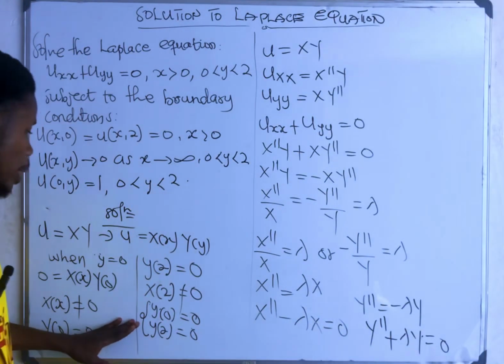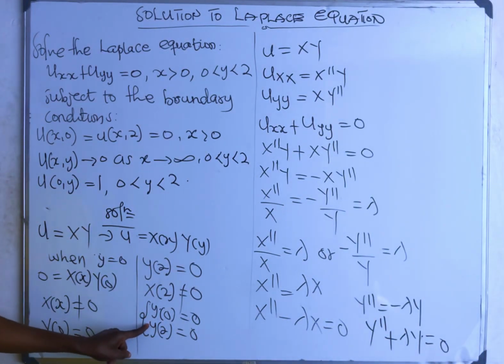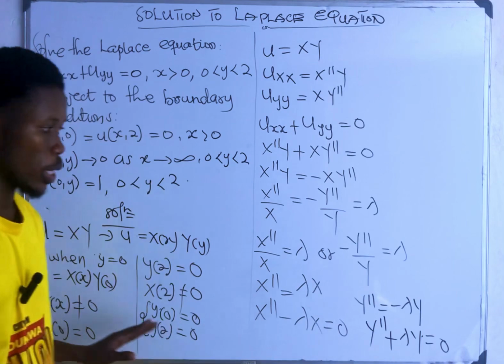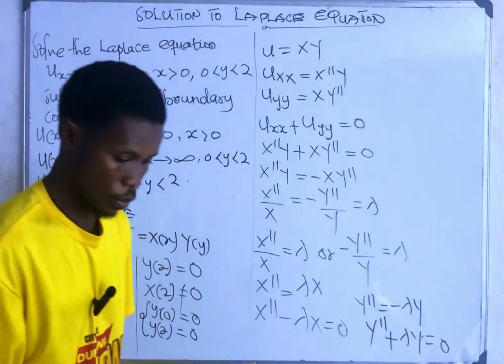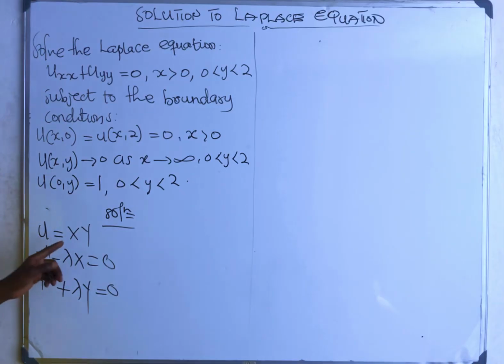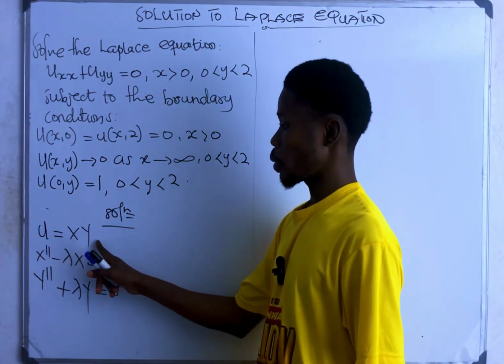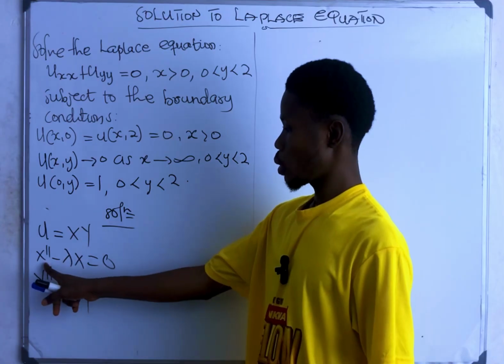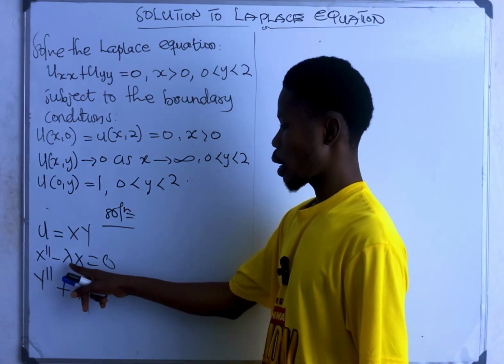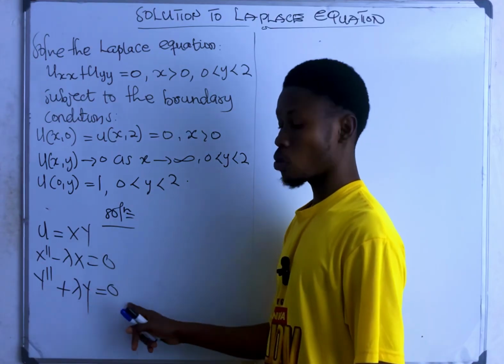I'm going to clean this side because I'm going to write a lot of things here. What I need is this. I will write these two equations through here because I'm going to use them. Perfect. So now we have our u, equal to xy. That's what we set. When we solved, we have x prime prime minus lambda x equals 0. Then we also have y prime prime plus lambda y equals 0.